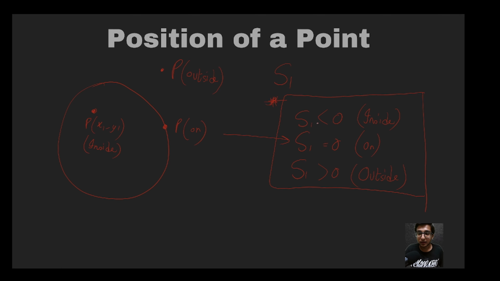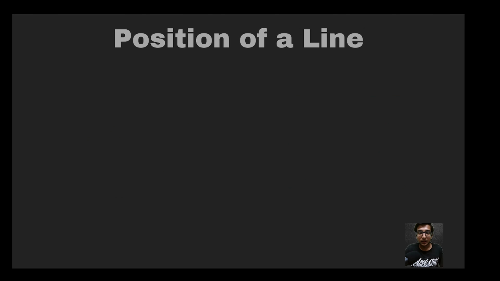About inside and outside, these are things that you need to remember. If it is inside, it would be less than 0, and if it is outside, it would be greater than 0. Now let us look at the position of a line. Let's say this is a circle. The line can be either here, here, or here.